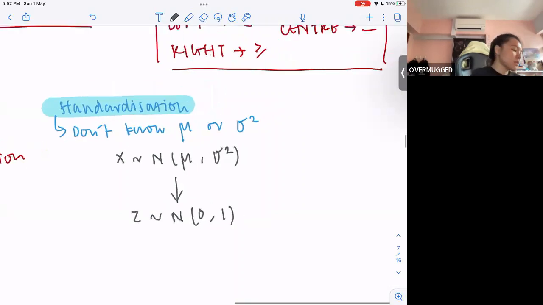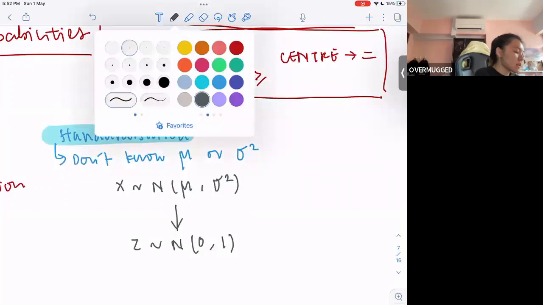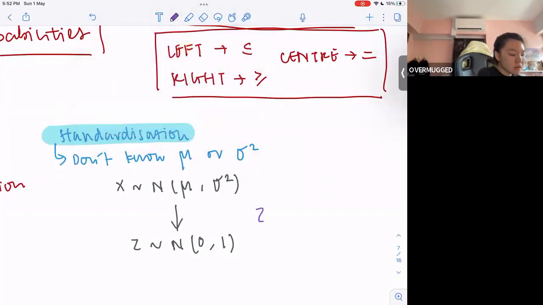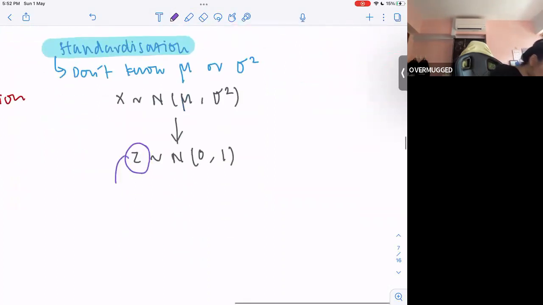When you standardize, what you're doing is defining your Z. This Z over here, sorry, so ugly, becomes X, and that's from your original X over here.